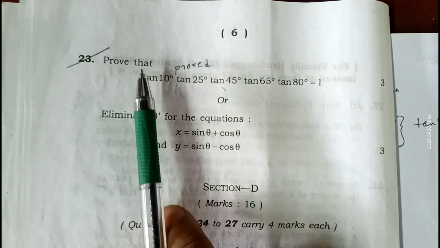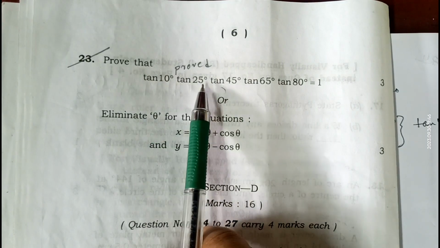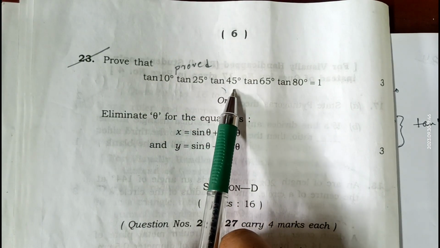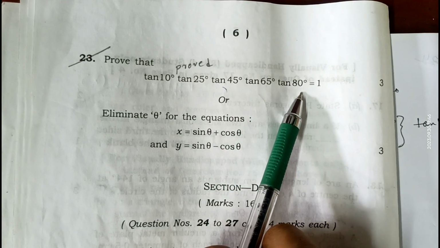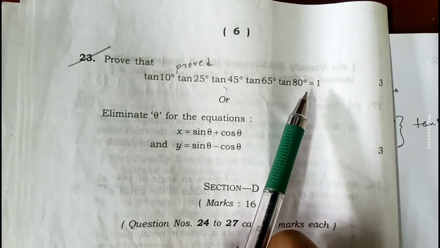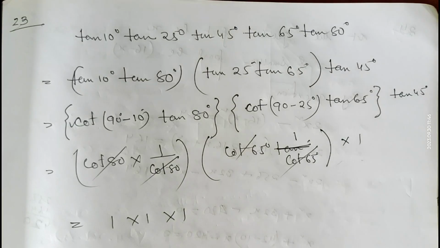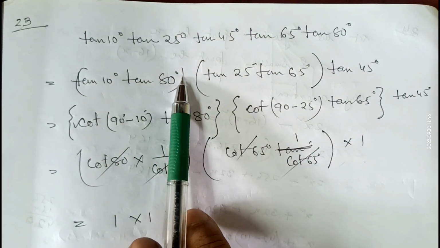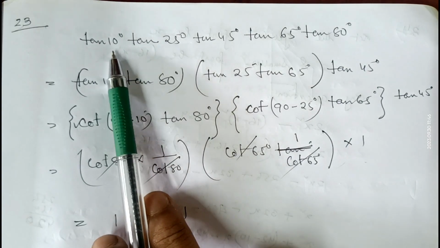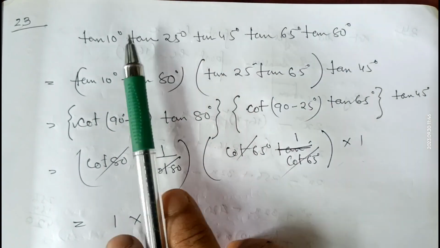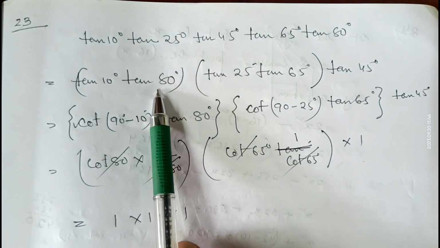Question number 25. Prove that tan 10 degrees, tan 25 degrees, tan 45 degrees, tan 65 degrees into tan 80 degrees, this product is equal to 1. In this sum, first of all, we will group the angles whose sum is 90 degrees. Here tan of 10 degrees and tan of 80 degrees, 80 plus 10 is 90.